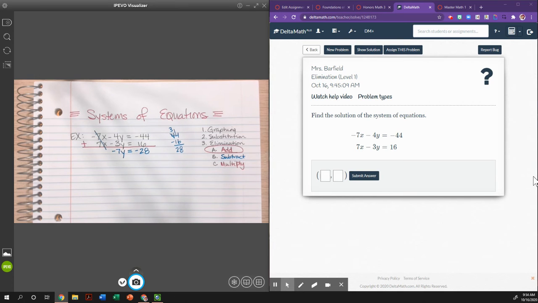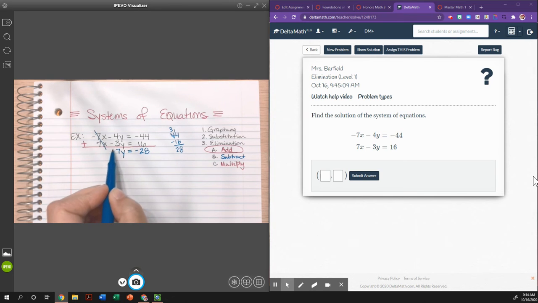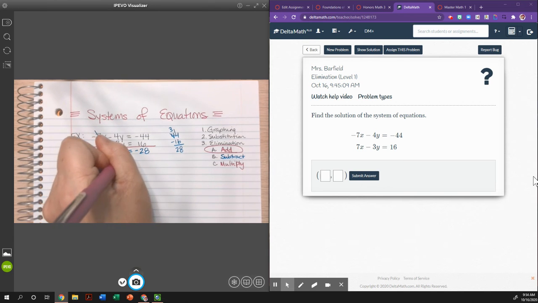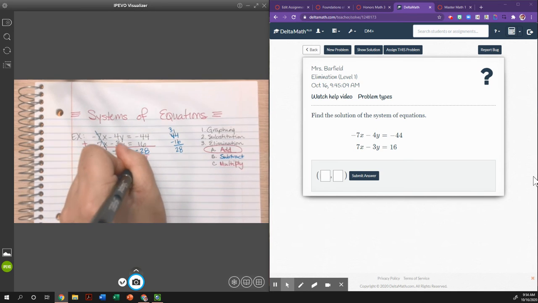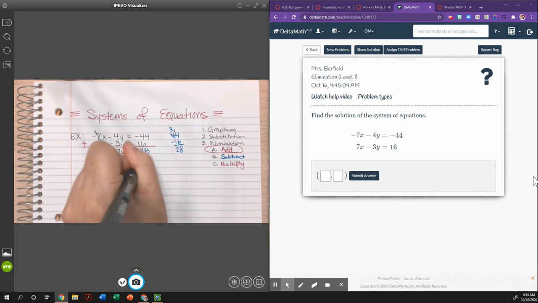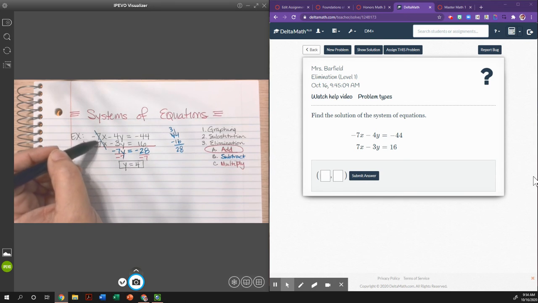All right, so now you ignore these first two lines and you focus on this equation right here, which is negative 7y equals negative 28. And to solve, I'm going to divide by negative 7, and then I'm left with y equals positive 4. Okay. Now I'm not done. Just like substitution, this was my first step. I found y. Now I need to take that y value and plug it into one of the original equations and solve for x.